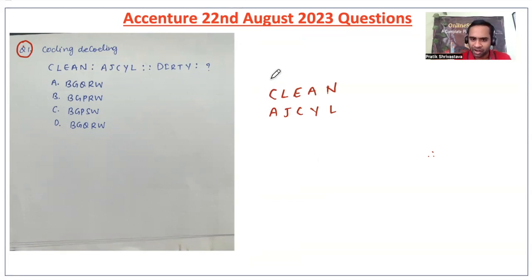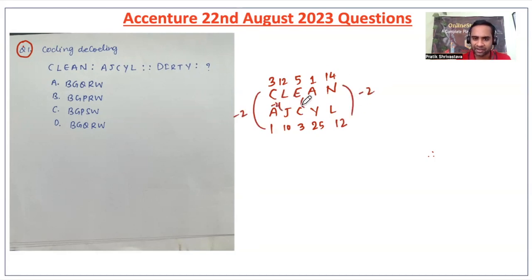See, the position of C is 3. I have already told you how to keep that position in mind. Now L is 12, E is 5, A is 1, and N is 14. In the code, A is 1, J is 10, C is 3, Y is 25, the second last letter, and L is 12. If you look here, 2 is subtracted each time. That means the logic is -2, -2, -2, -2, -2, right?